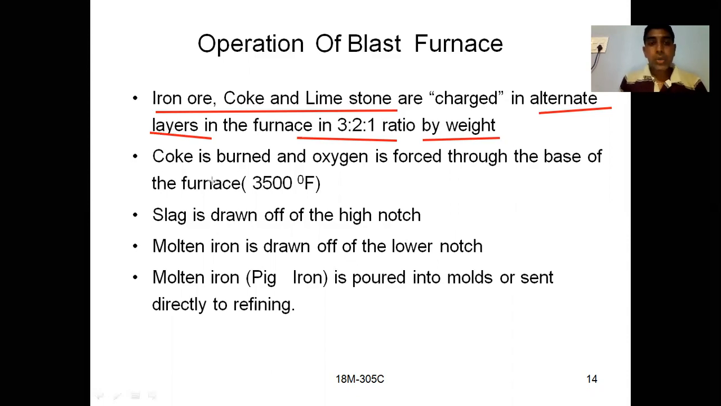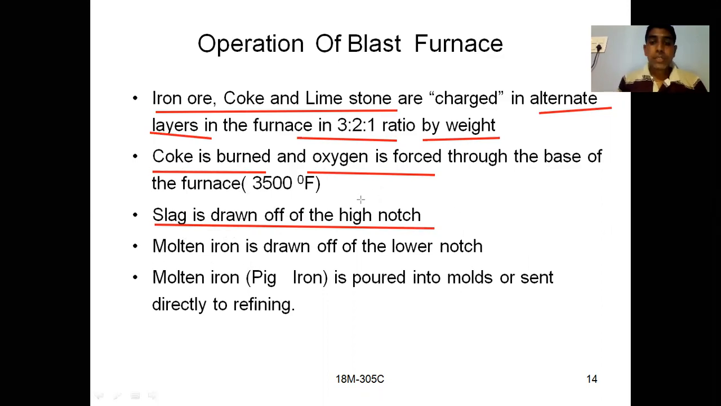And later coke is burned and the oxygen is forced through the base of the furnace. So already we know that we are sending oxygen blast or air blast from the tuyeres from the bottom portion of the blast furnace. Because of that, your coke is burned. And the slag is drawn off at the high notch. High notch means at the higher level you are having a tap hole, which can be used for removing the slag.